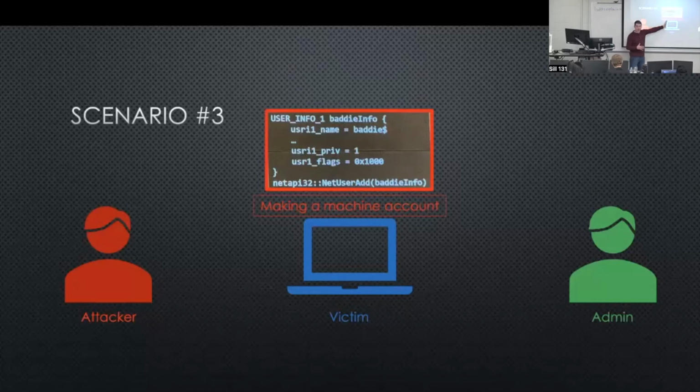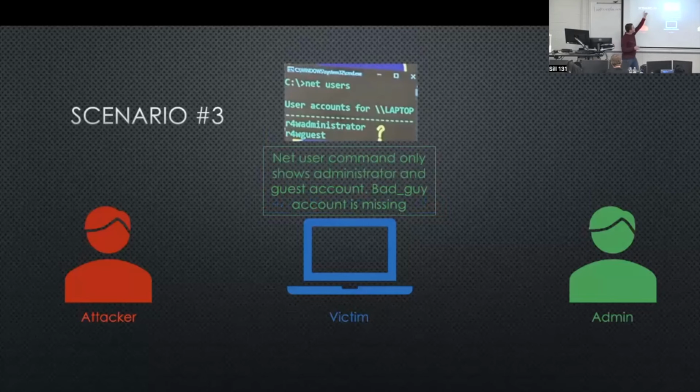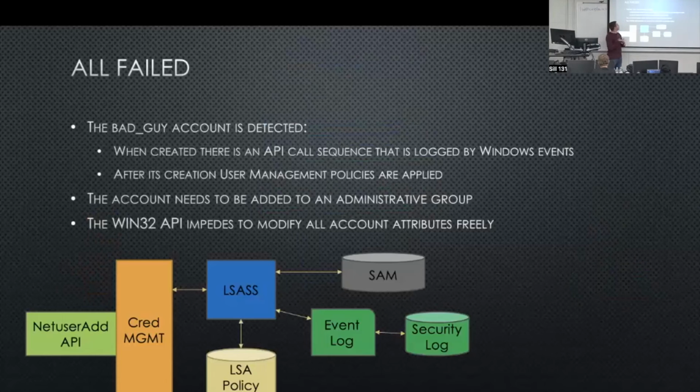Scenario 3 is more advanced. You're going to be making a machine account. So this is just a bit of code that I'll talk about later. It's part of the Severance program, but basically does the same thing. It's going to create our user with the $ at the end, and then it's going to set some custom flags and privileges. Like before, the 4720 is going to go off in the log. The administrator is not going to see it when he runs net user. It's not going to show up in the list of users. However, going to the logs reveals the account yet again. So we're kind of back to square one. So all three of those methods failed. And those are the three common ways that user manipulation works.